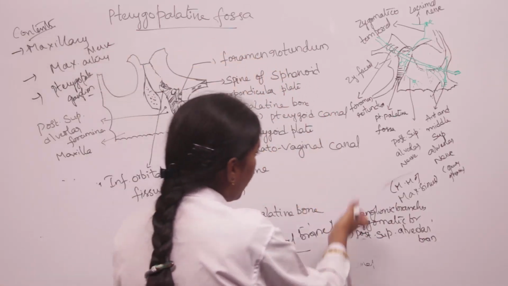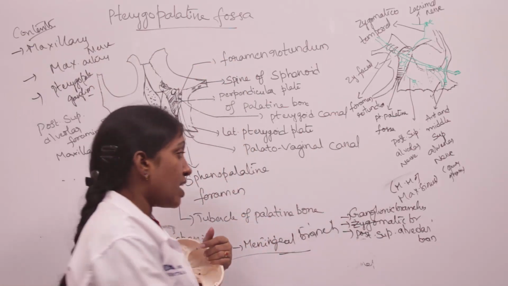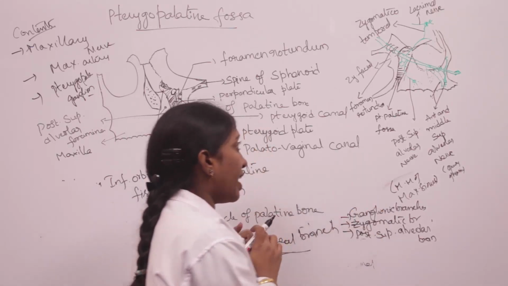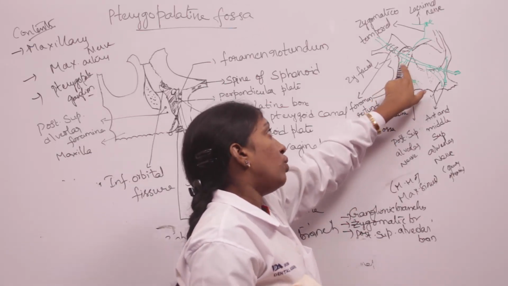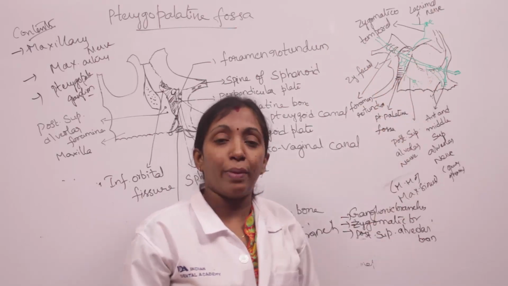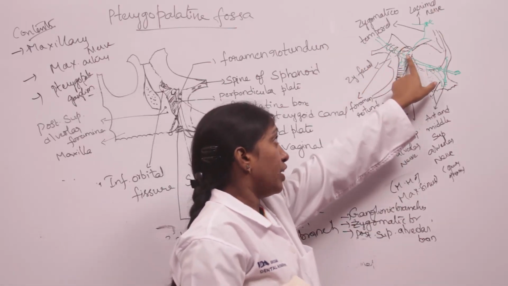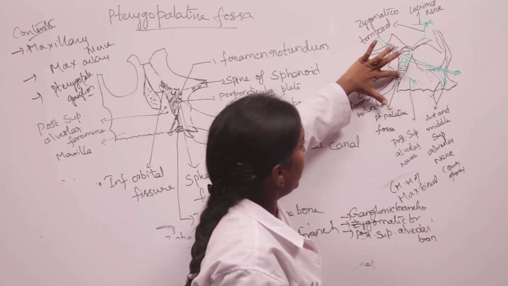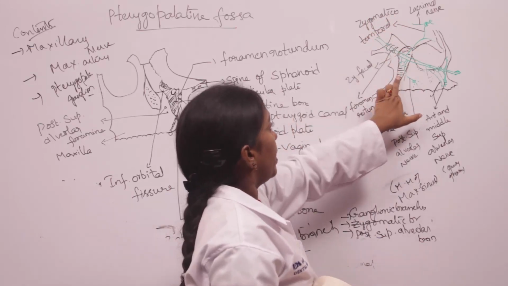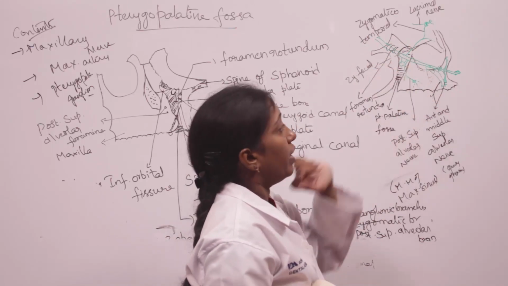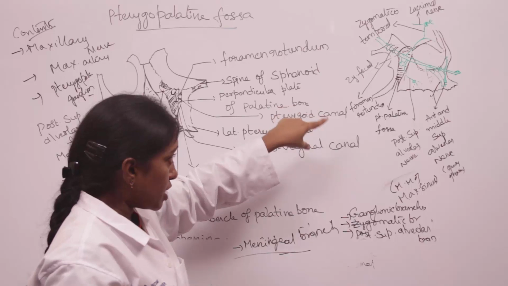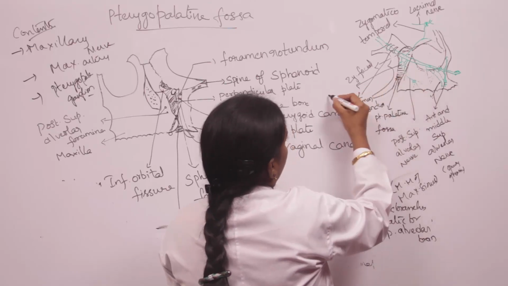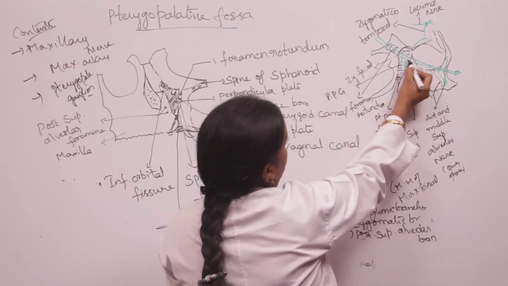Okay. So the branches given by the maxillary nerve in the pterygopalatine fossa are ganglionic branches, zygomatic branches, and posterior superior alveolar branches. Coming to the ganglionic branches, in the pterygopalatine fossa, the pterygopalatine ganglion is suspended from the maxillary nerve by 2 roots. This is the pterygopalatine fossa, and this is the perpendicular plate of the palatine bone, which I have marked with stripes. This is the pterygopalatine ganglion, suspended by 2 roots.